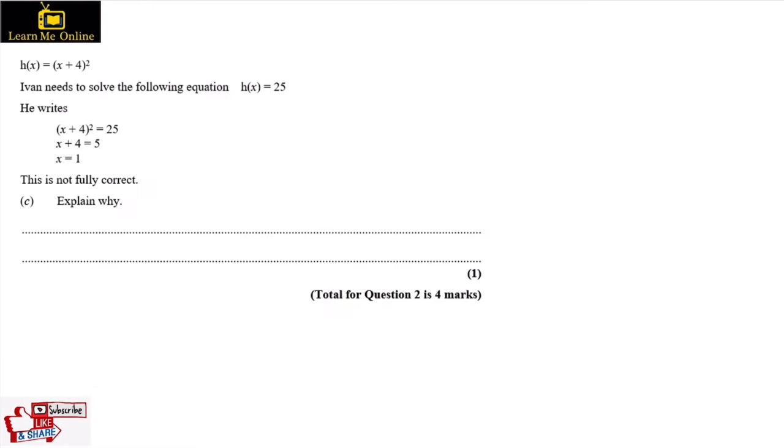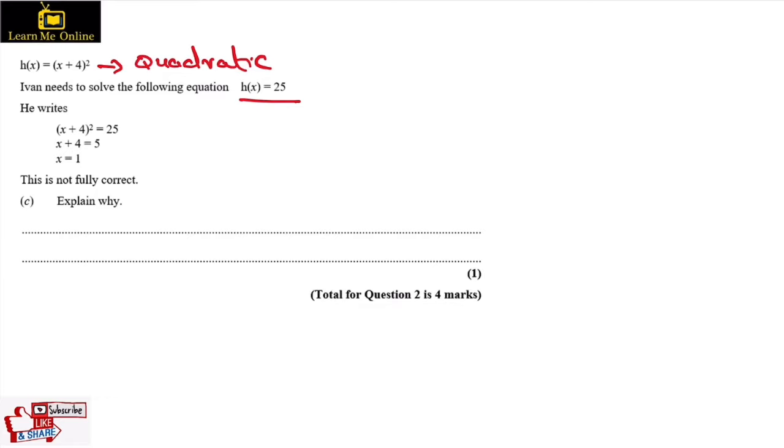Here we have got part C now. In part C, h of x equals (x plus 4) whole squared. Looking at the function, we know that this is a quadratic function. Now Ivan needs to solve the following equation, h of x equals 25. He writes (x plus 4) whole squared equals 25. Then x plus 4 equals 5. x equals 1 is the working out. This is not fully correct.